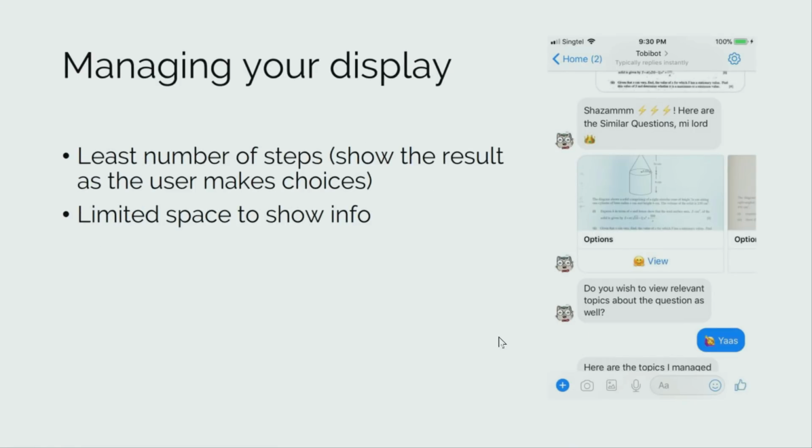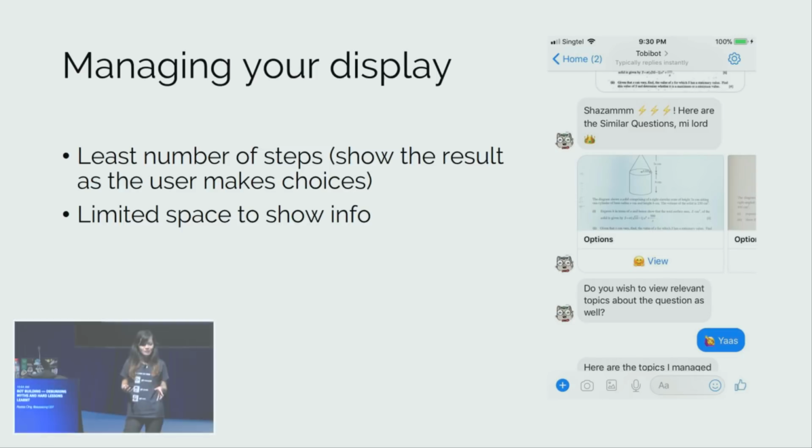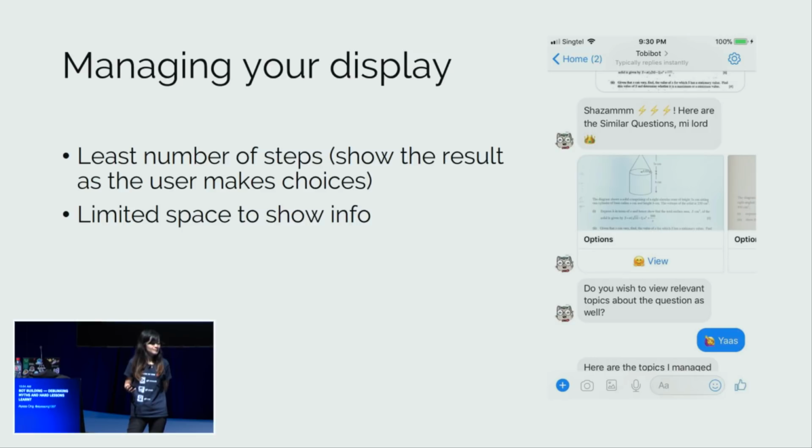So the next category is how to manage your bot's display. The first one is just cut to it. Your user wants the least number of steps to do something, so make it happen that way. And also, you have really limited space to show your information, OK?